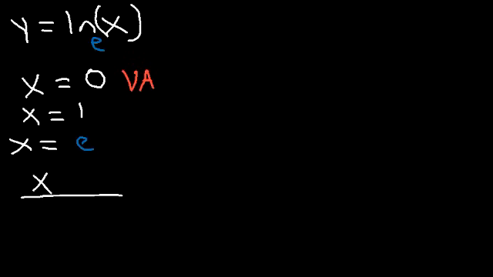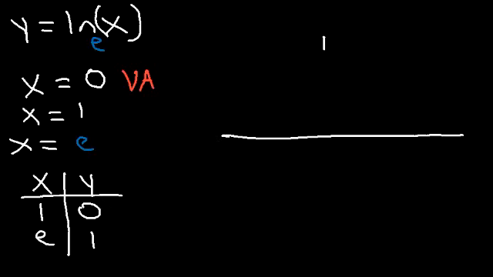So let's make a table using 1 and e. Natural log of 1 is going to be 0. The natural log of 1 will always be 0. The natural log of e is always equal to 1. And e is about 2.7. So now we can make a graph. So the vertical asymptote is the y-axis.